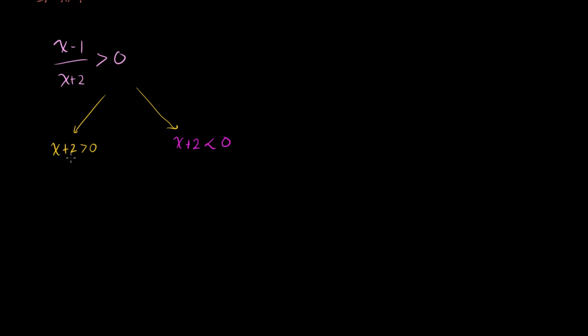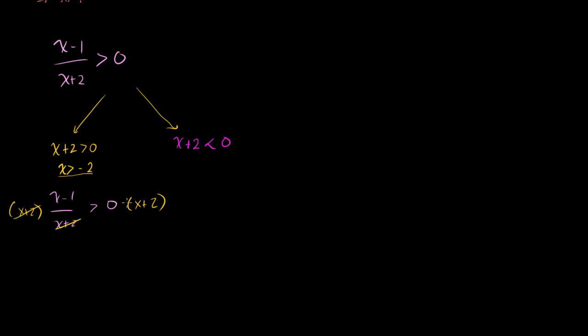So if x plus 2 is greater than 0, that means that x is greater than minus 2, right? We can just subtract 2 from both sides of this equation. So if x is greater than minus 2, then x plus 2 is greater than 0. And then we can multiply both sides of this equation times x plus 2. So you have x minus 1 over x plus 2 greater than 0. I'm going to multiply both sides by x plus 2, which I'm assuming is positive because x is greater than minus 2. Multiply both sides by x plus 2.